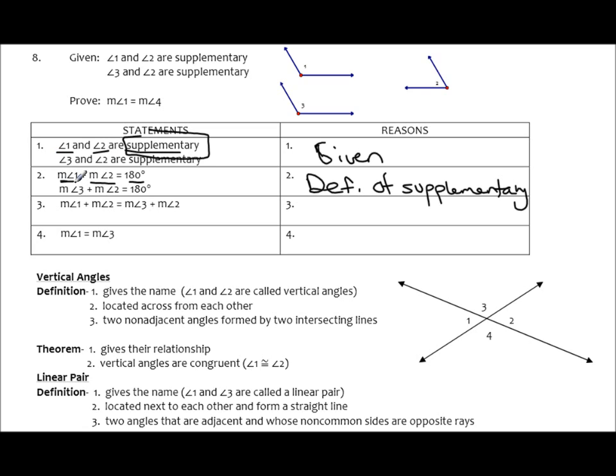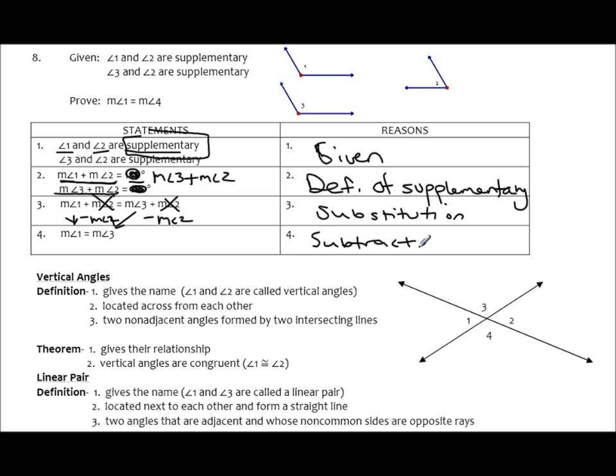Okay, when you have a set of angles that both equal 180, instead of saying that they both equal 180, we can say that they equal each other. So that is substitution. And then finally, angle 1 is still the same in the next line, but angle 2 has disappeared. Angle 3 stays the same in the next line, but angle 2 has disappeared. The only way to get rid of the same measure on both sides of an equation is if we were to subtract the same measure from both sides, and that's your subtraction property.